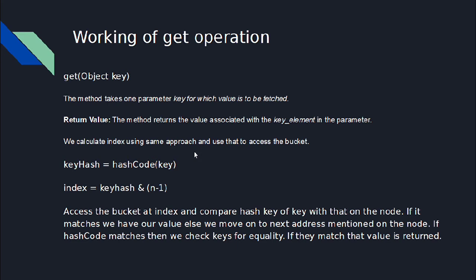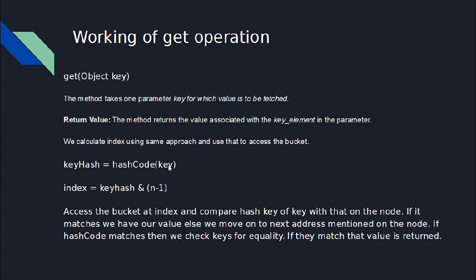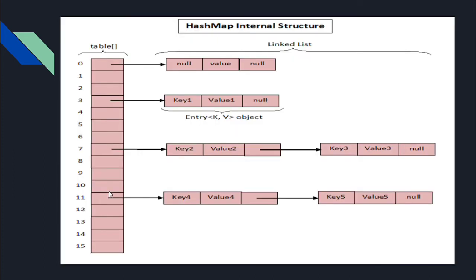For this we again use the same method to calculate the index using the hashing technique. We pass the key to hash code, it returns the key hash, and then we apply bitwise AND on the key hash and n-1, and it gives us the index. For example, if I pass key 1 to our get, it passes the key to hash code, and from the hash code and n-1 we get the index.